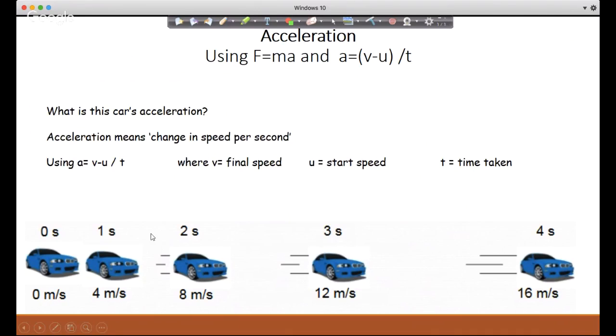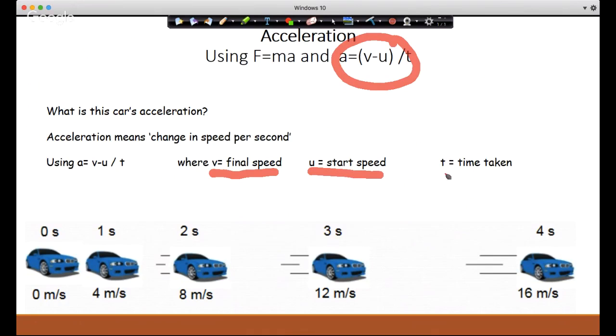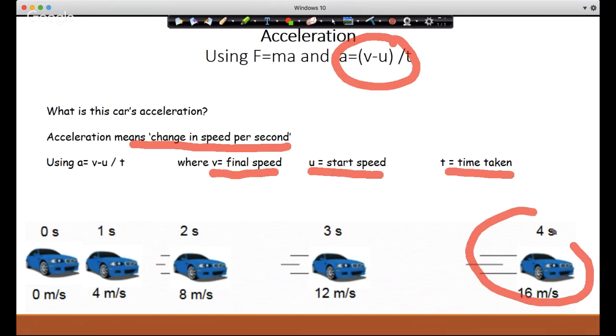Okay, so the car down the bottom here, what is its acceleration? Well, we've got this equation here, a equals v minus u over t. In this equation, it tells you on the equation sheet, v is the final speed, u is the starting speed, t is the time taken. We want to find the acceleration, which just means the change in speed each second. So we can look at the end of the journey. This is the end of the journey over here.